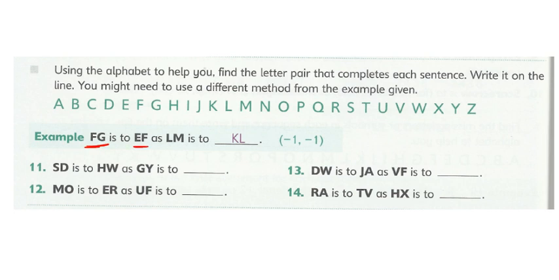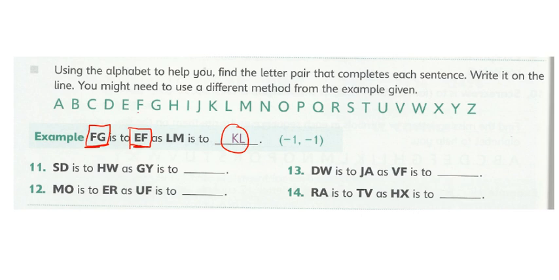So it's telling you there is a relationship between FG and EF, and your job is to determine what that relationship is. In this example, it says FG is to EF, as LM is to, and you need to work this part out. What you need to do is simply start with this.